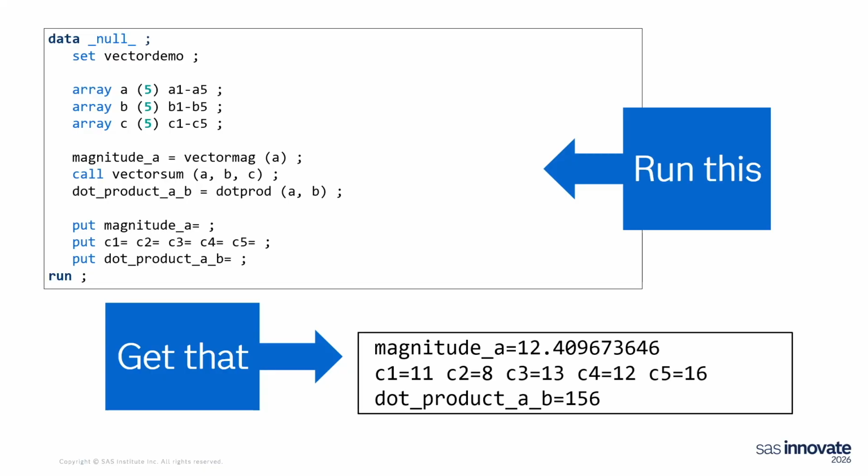So when we run this and use those two functions in the call routine, we get this. The magnitude is 12.409. We get the components C1 through C5, and it calculates and shows those explicitly, and calculates the dot product between A and B to be 156.